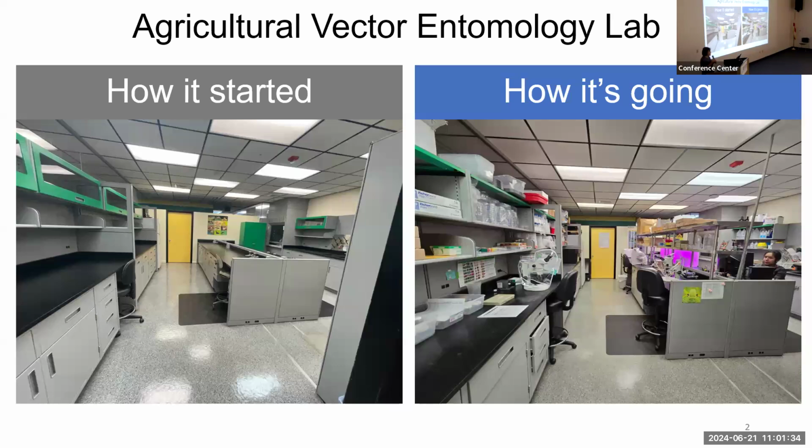And here, our lab name is Agricultural Vector Entomology Lab. So how it started is this. We had an empty lab. We didn't have anything except the benches and some chairs. And now we have a lot of stuff going in here. So you can also see Laura is here. So today we are going to present what we are doing in the lab, and also some of our lab members are going to present.